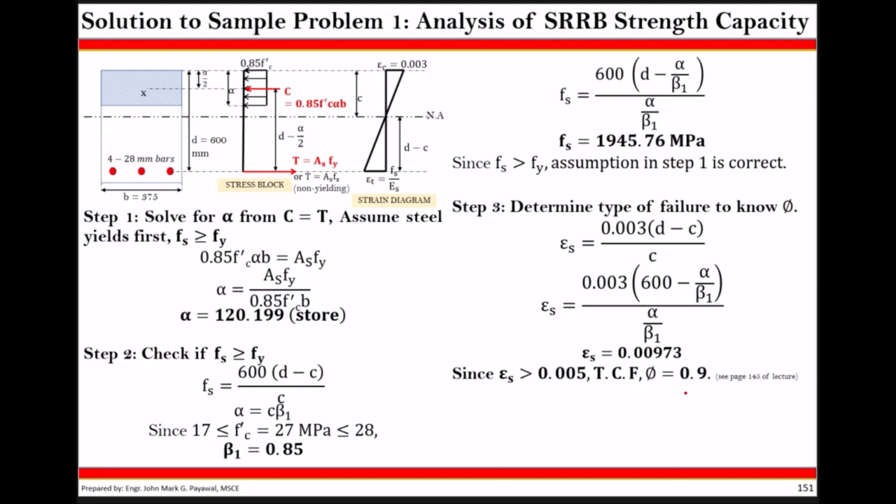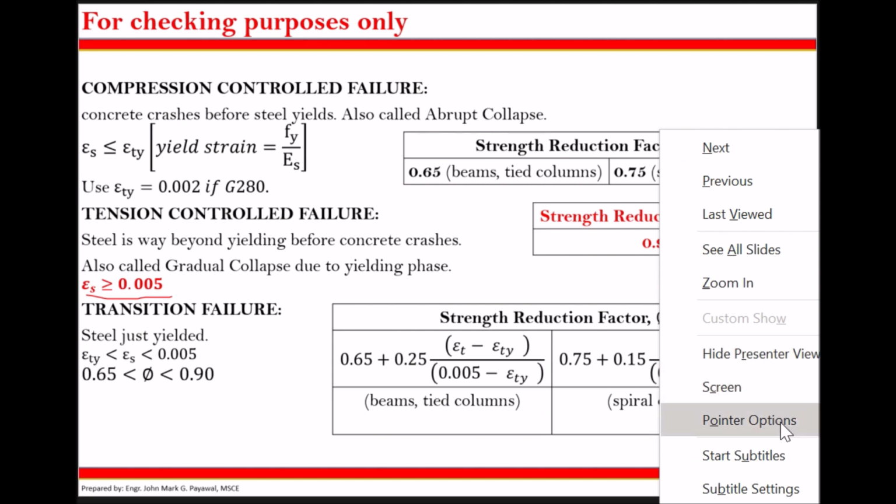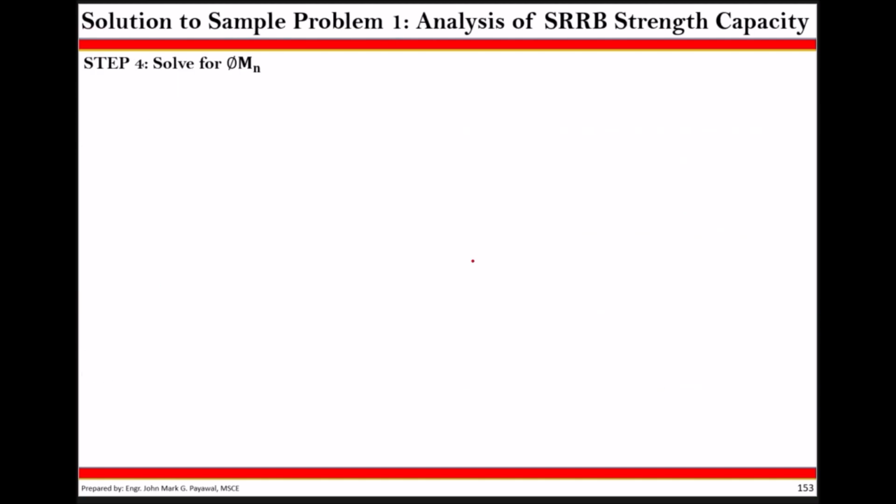In case it is not clear to you, you can go back to page 145 of the lecture. Or, for checking purposes only, this is page 145. Since your ES has been proven to be greater than 0.005, ES computed is 0.009 something, therefore, it would be under tension control. The strength reduction factor to be used is 0.9. We have alpha, we have the reduction factor. Therefore, we can now proceed with step number 4, solving for your design strength.